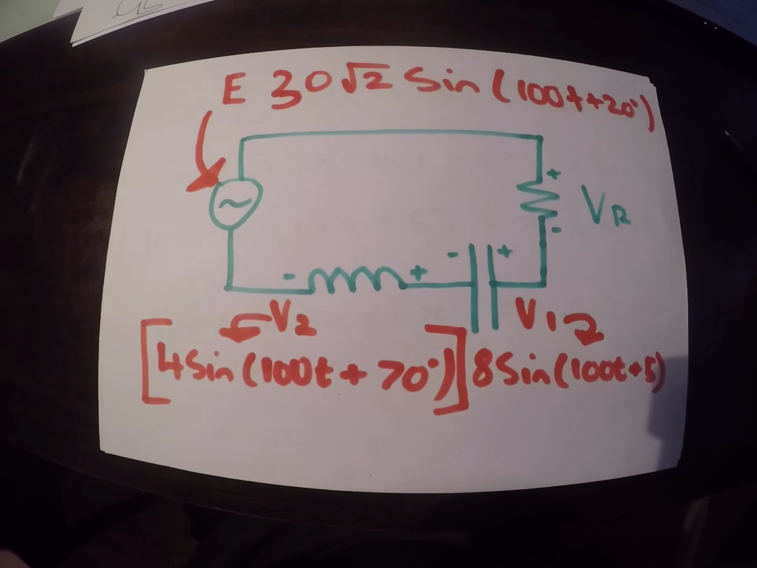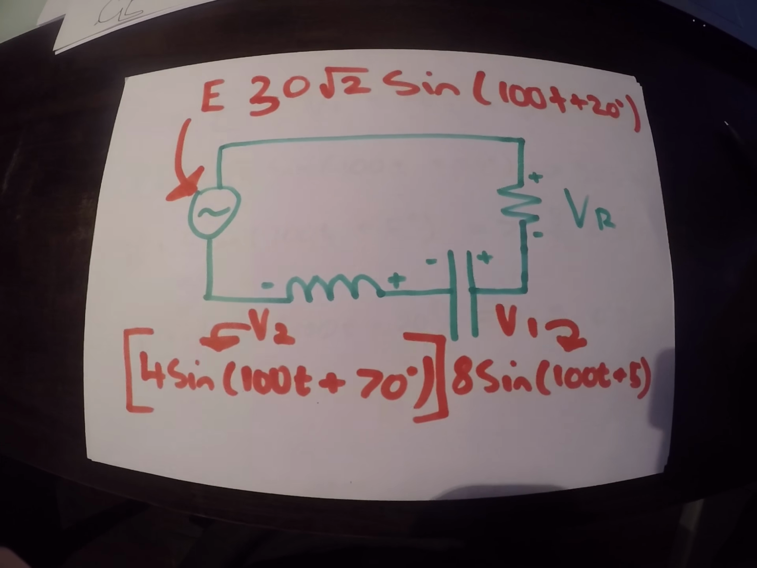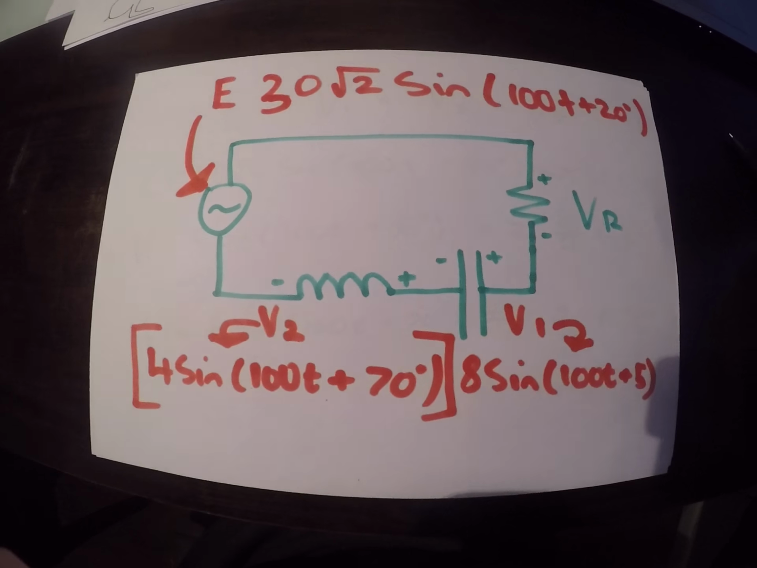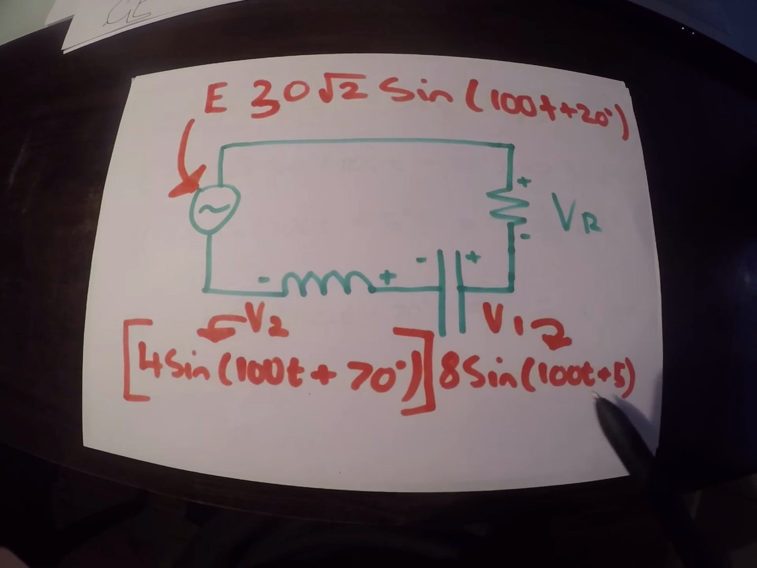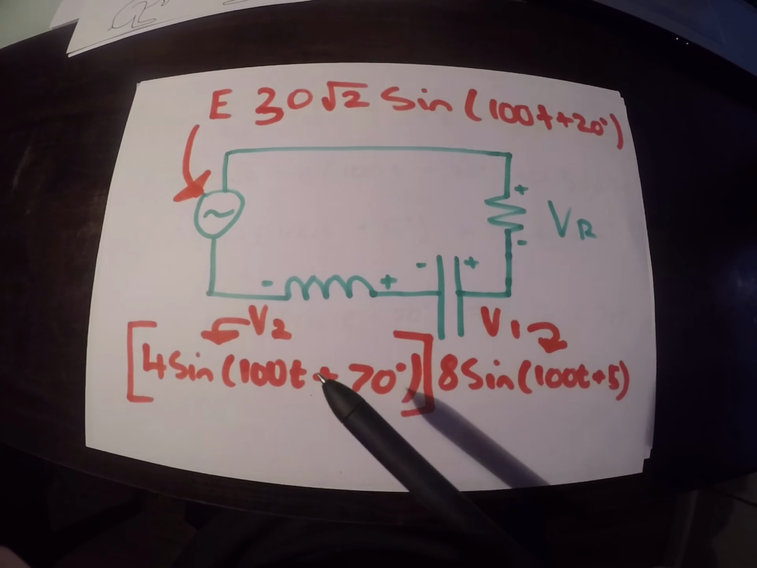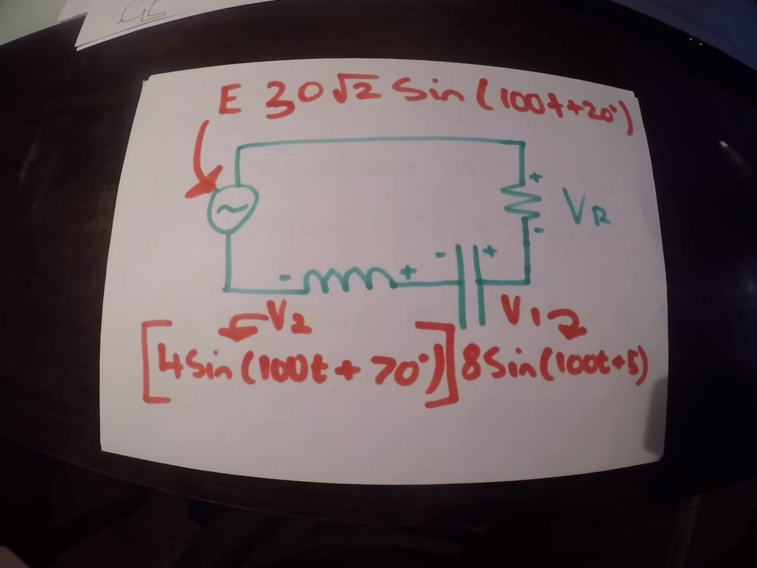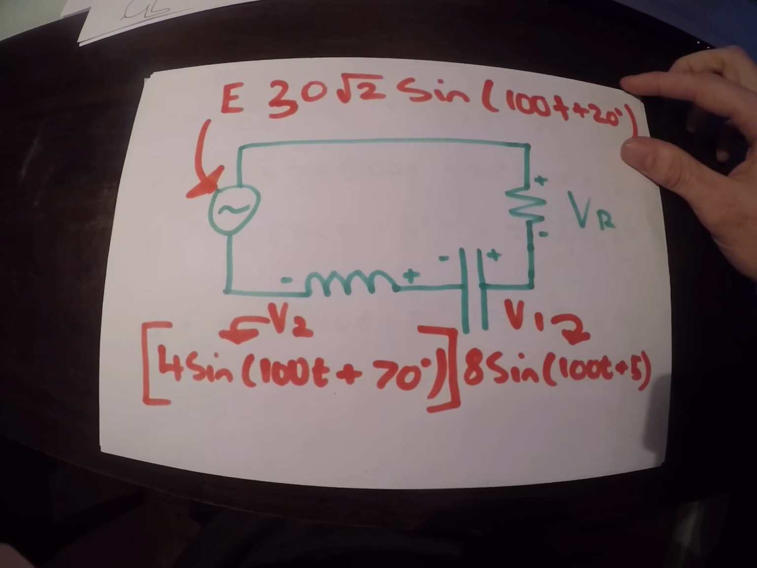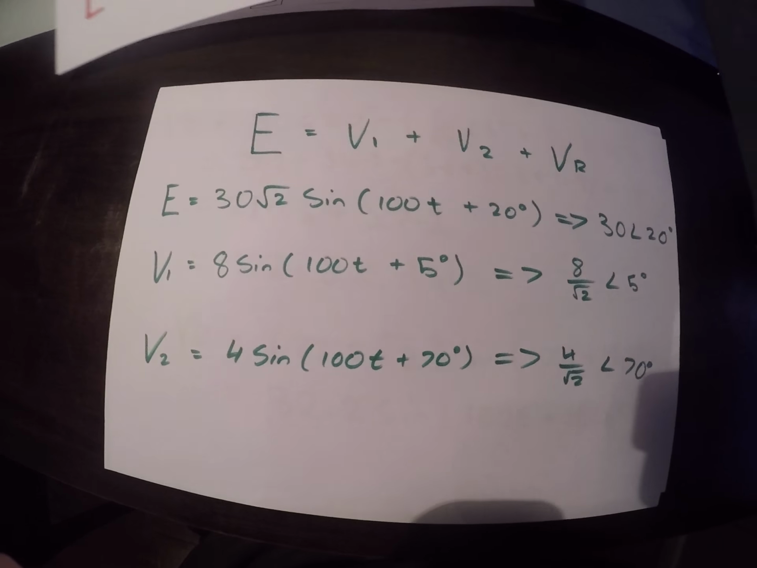Here's an example. If you had the source of 30 root 2 sine 100t plus 20 degrees, and you had these two, 8 sine 100t plus 5 and 4 sine 100t plus 70 degrees, and then you had VR, you could solve by using a couple formulas and a couple methods.